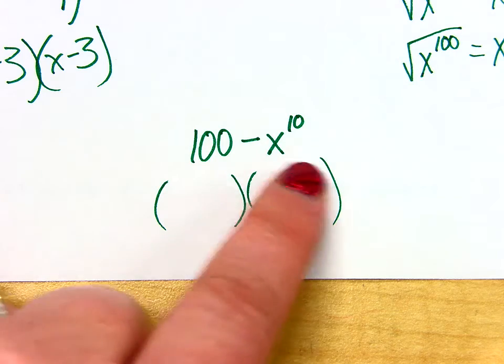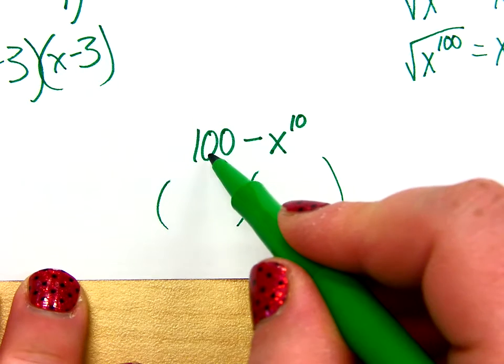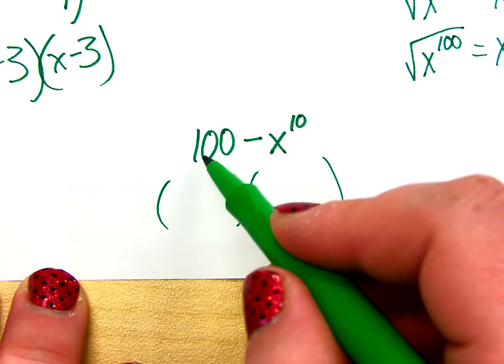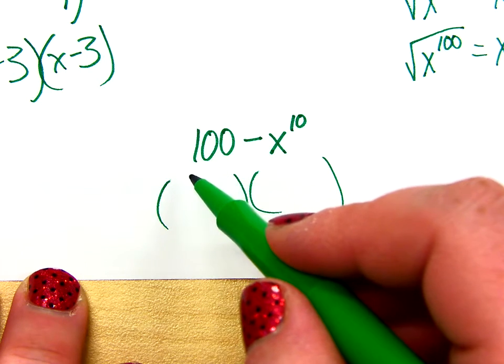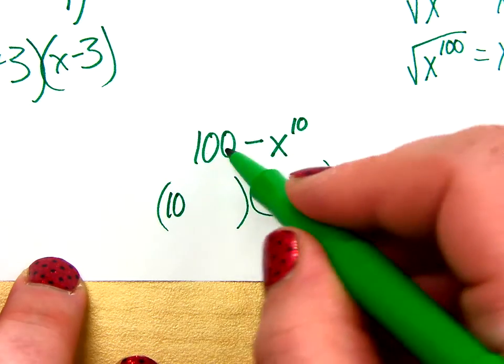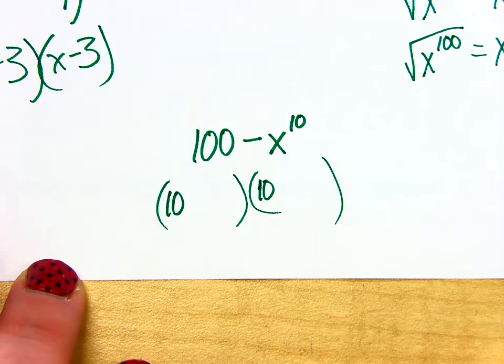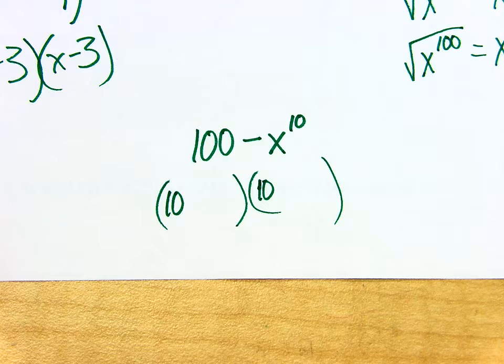So here's the thing. The x doesn't have to be in there, you just want whatever this number is, take its square root. So what's the square root of 100? 10. That's just going to go in your first spot. Whoever is the square root of this goes here. Whoever is the square root of this goes in the second spot. So what's the square root of x to the 10th?